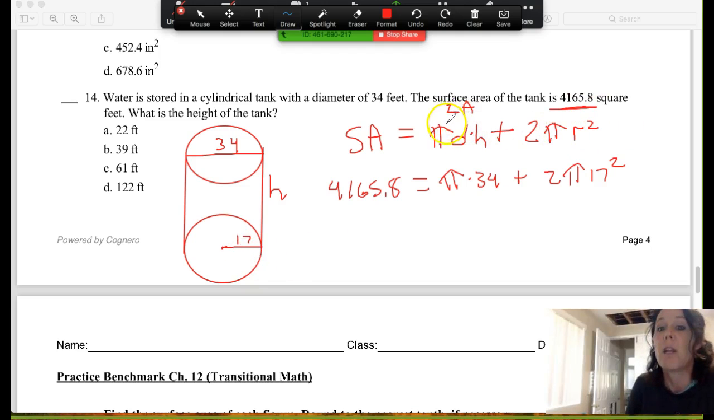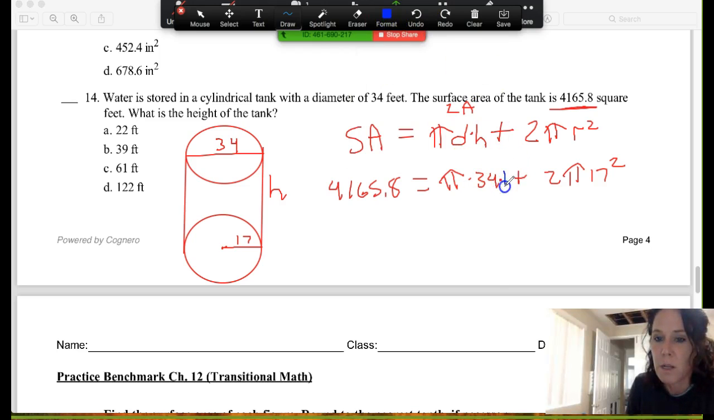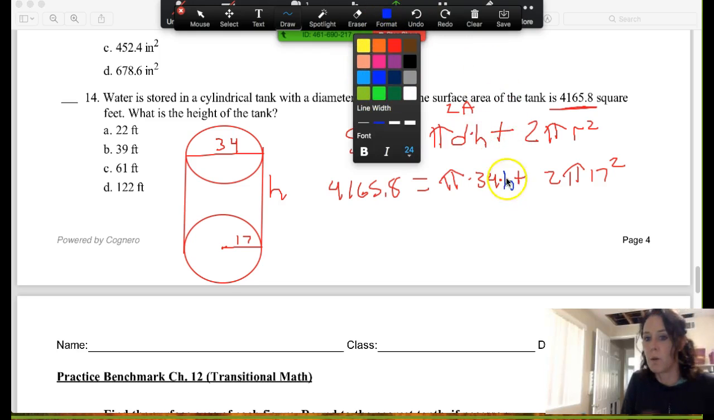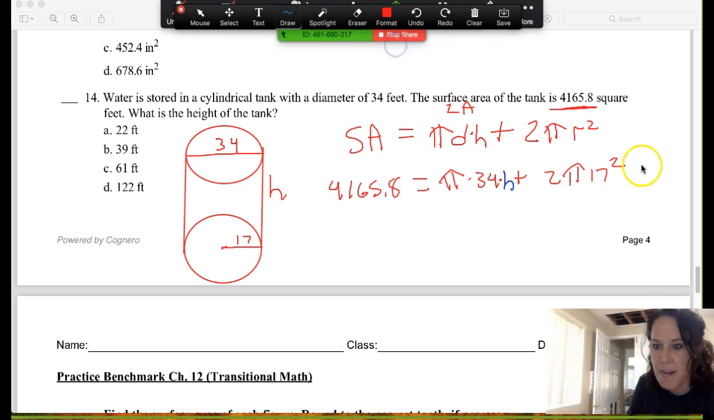That's my lateral area. So pi times diameter times the height. So pi times the diameter is 34 times the height, which is what I'm solving for. I'm going to put it in blue. All right. So sorry about that. Dropped that out. Shame on me. Okay. Plus 2 times pi times the radius squared, and the radius is 17, so 17 squared.